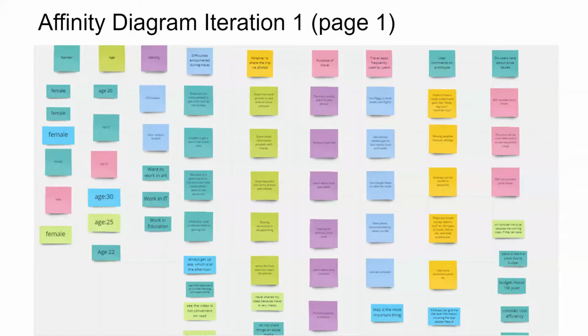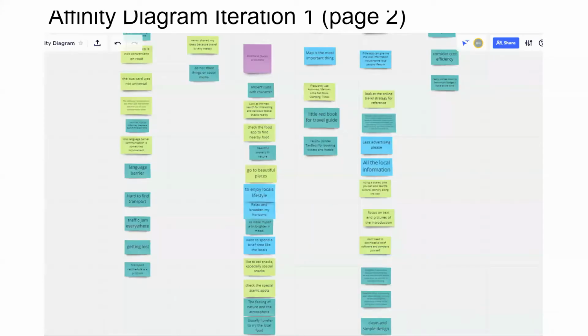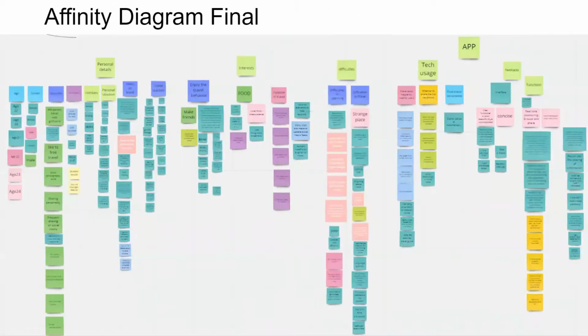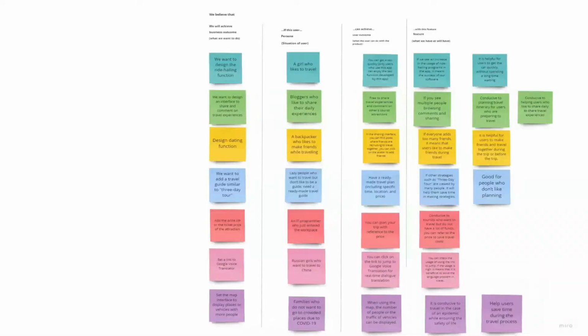And this is the first affinity diagram we've done. The first iteration consists of small groups and then into larger groups. And this is the final version. So this is the evolution. And this is a top-down version of what we think as developers.